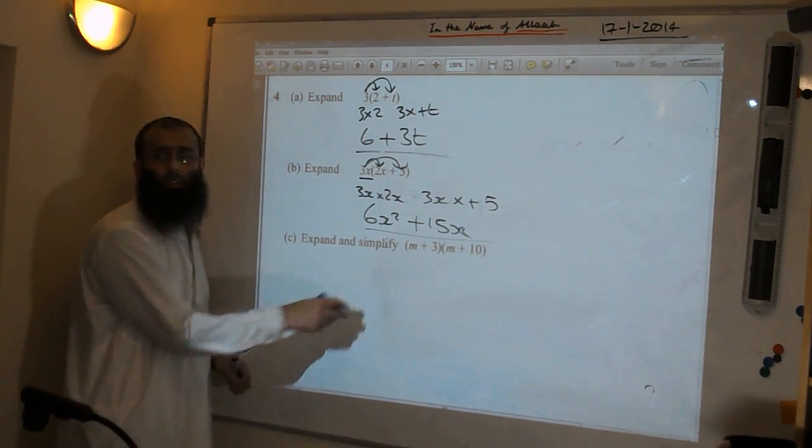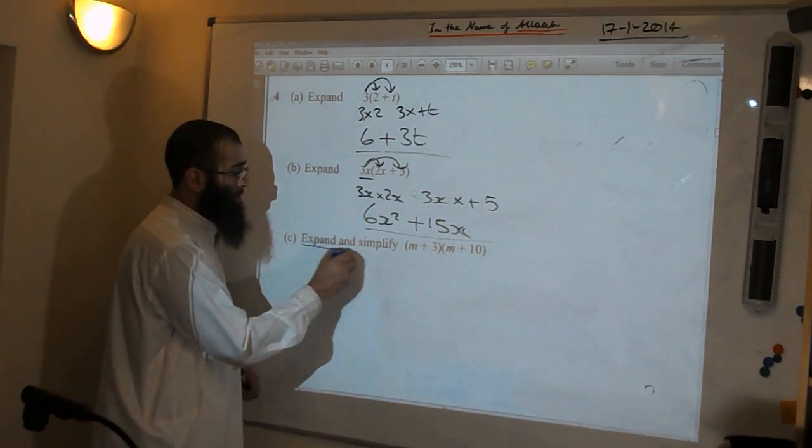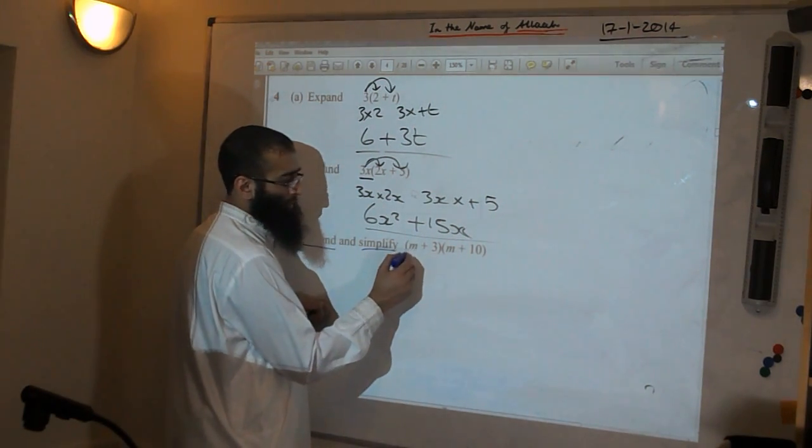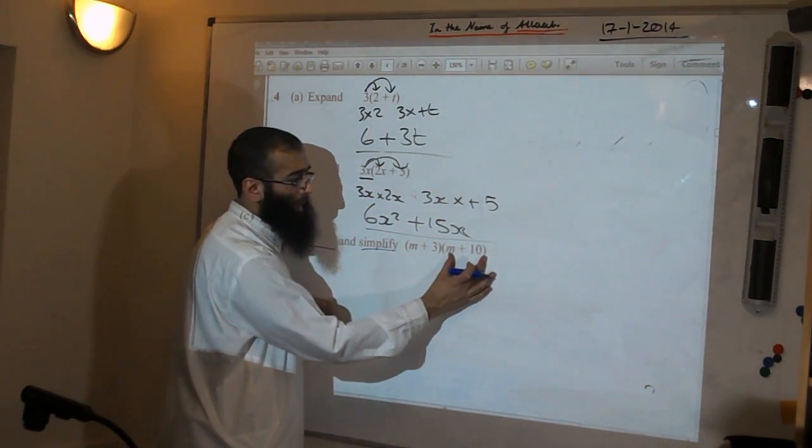Expand and simplify. This one has an extra word. So we're expanding and simplifying. So let's have Ifra. We have the first 2 brackets, m plus 3 times by m plus 10.